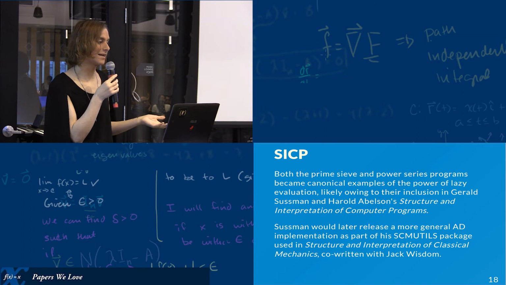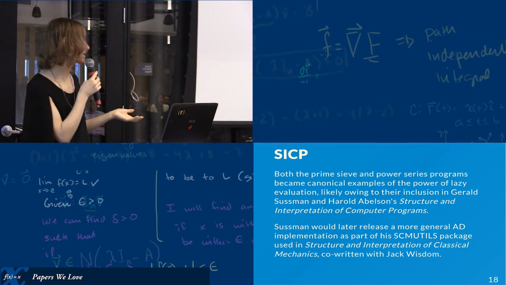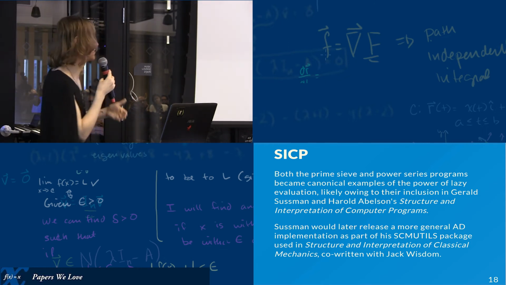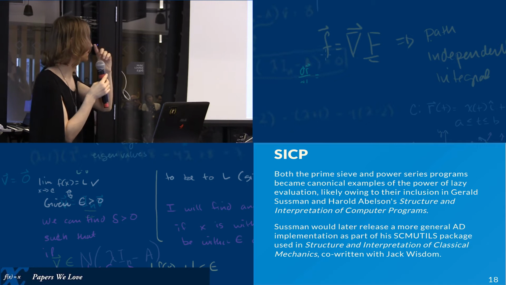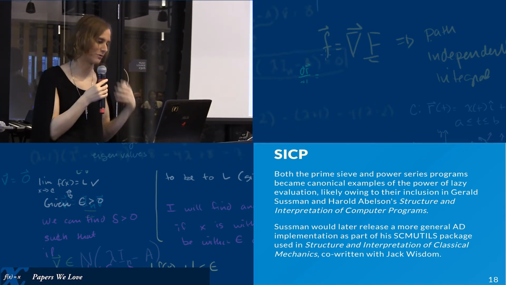Later in 1999, Jerry Sussman actually published Structure and Interpretation of Classical Mechanics to try to teach classical mechanics to MIT students using Scheme, and published a scmutils package, which is more in-depth AD as well as other numerical methods.